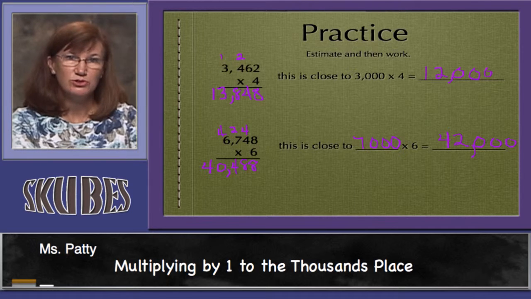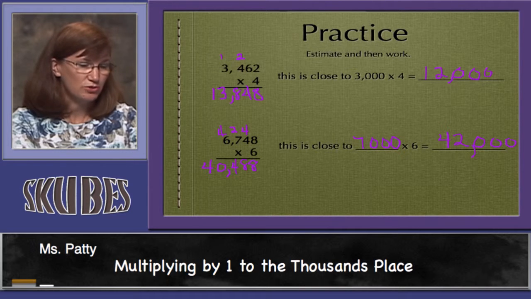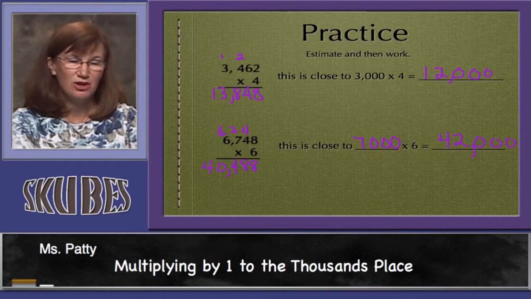40,488 is fairly close to 42,000. So our estimation is close. It helps us to see that we're pretty much on track. Our multiplication is correct. And that's the end of the lesson on multiplying one digit to the thousands place.